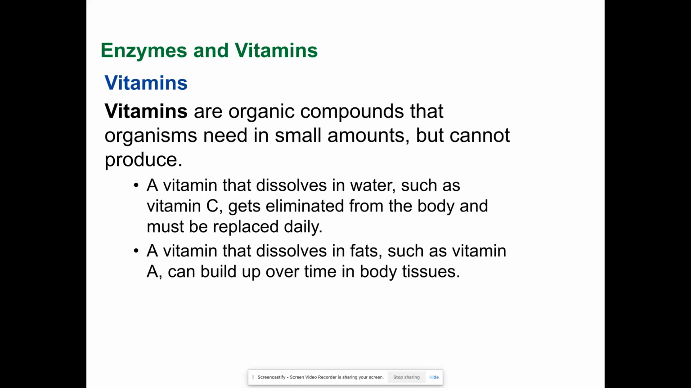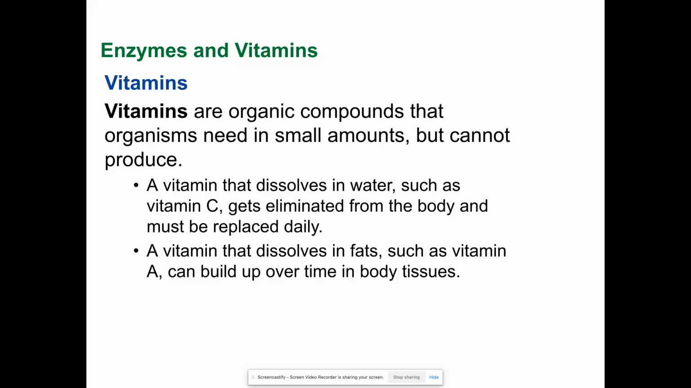Vitamins are organic compounds that organisms need in small amounts but can't produce. A vitamin that is dissolved in water, such as vitamin C, gets eliminated from the body and must be replaced daily. A vitamin that dissolves in fats, such as vitamin A, can build up over time in body tissues. So we're talking about water-soluble vitamins.